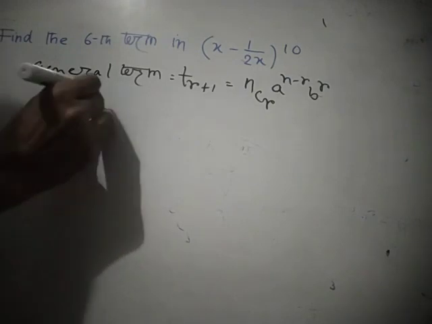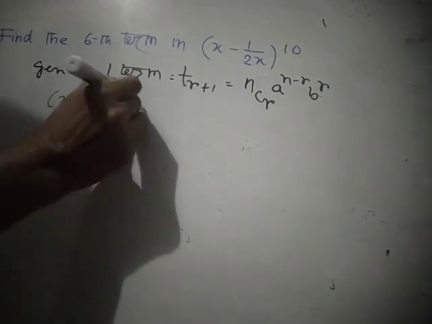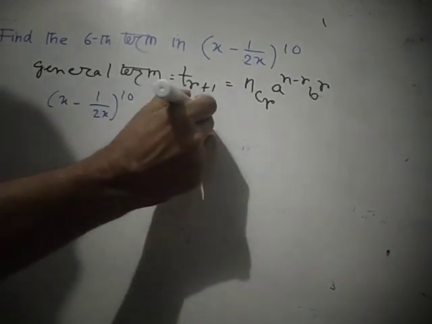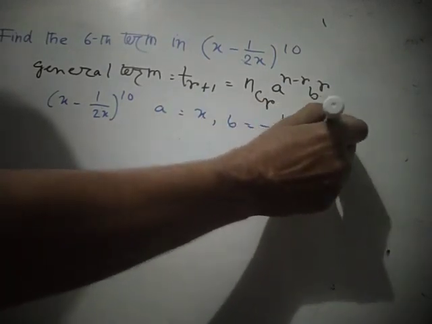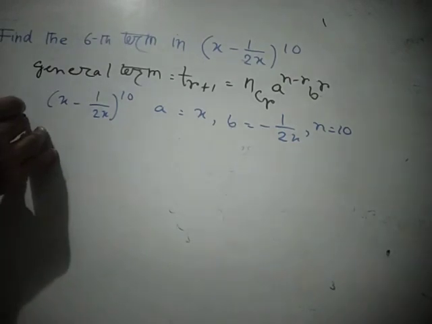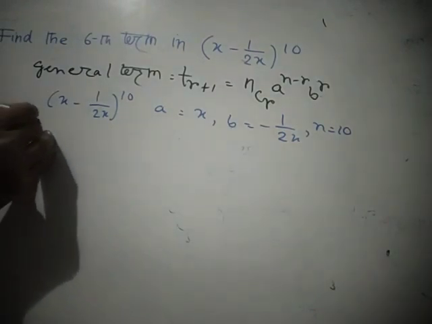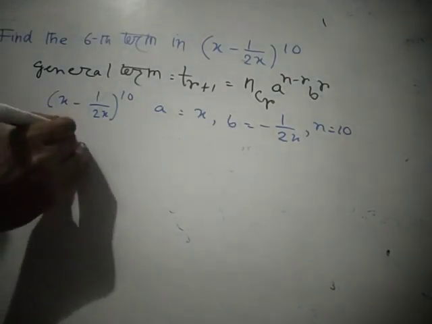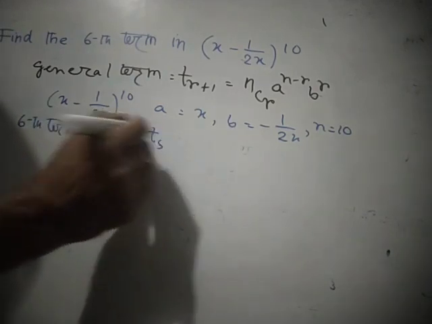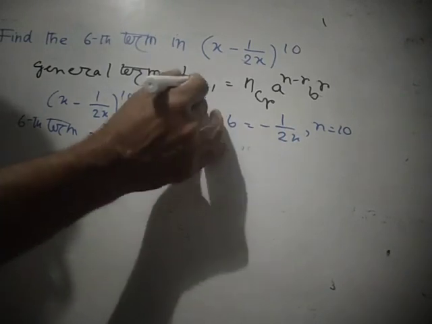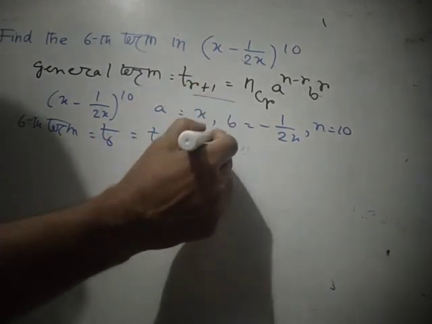Here in this sum we have (x minus 1 by 2x) whole to the power 10, where a equals x, b equals minus 1 by 2x, and n equals 10. So we can apply this for finding the sixth term T6. We can write T6 as T(5+1), writing 6 as 5 plus 1 to get the form T(r+1).